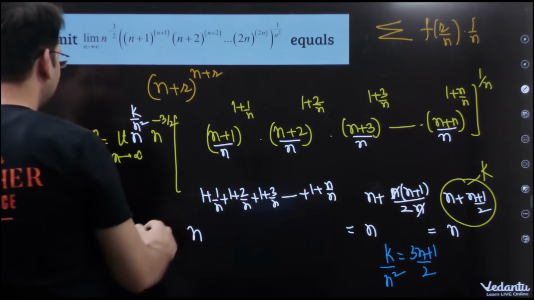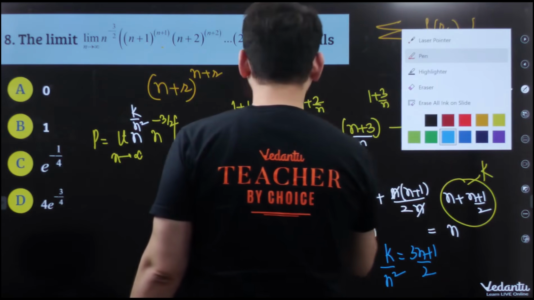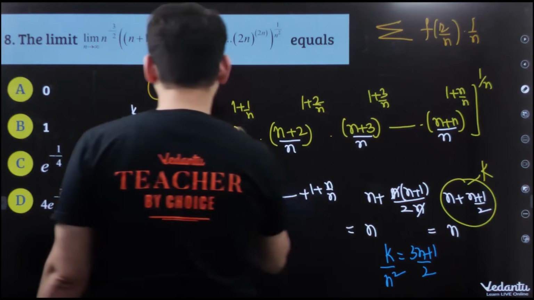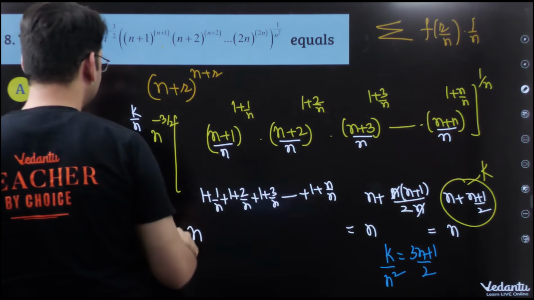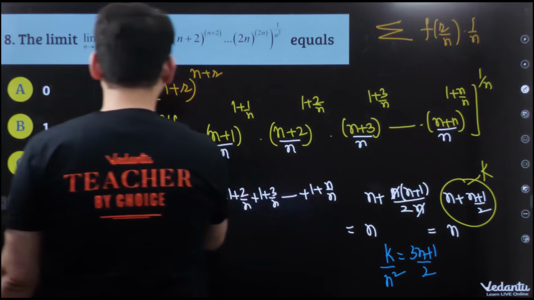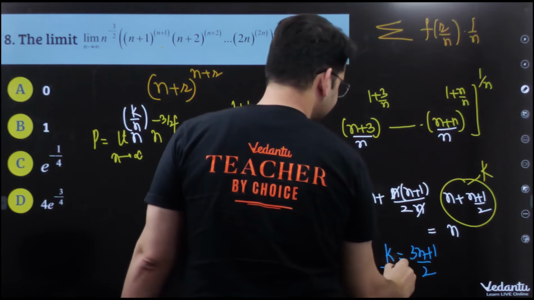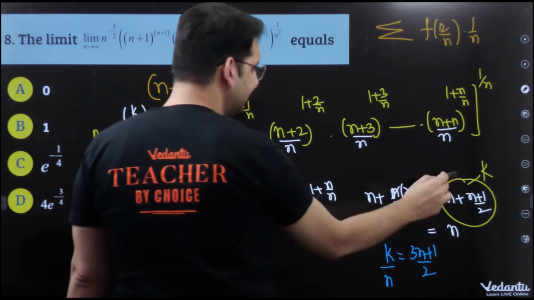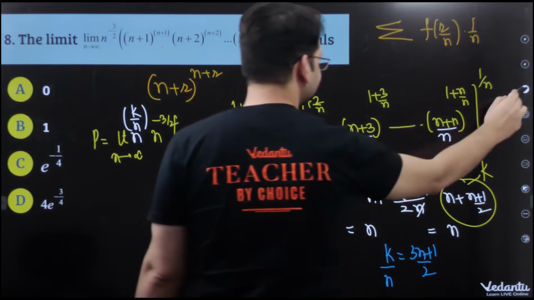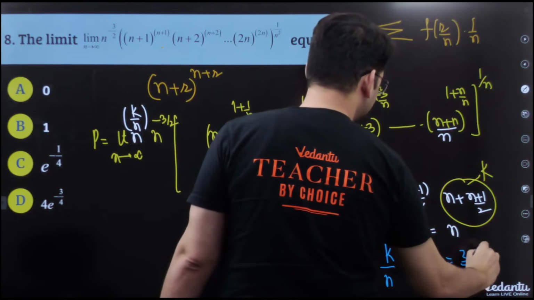No, it will be k by n only. It will be n to the power k by n, and k by n is going to be (3n plus 1) by 2n. So that is 3 by 2 plus 1 by 2n.